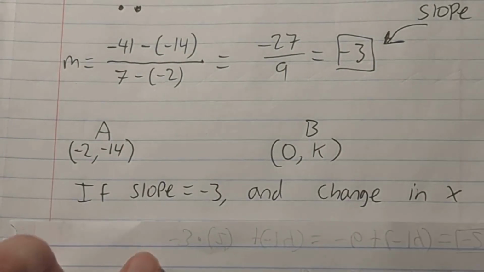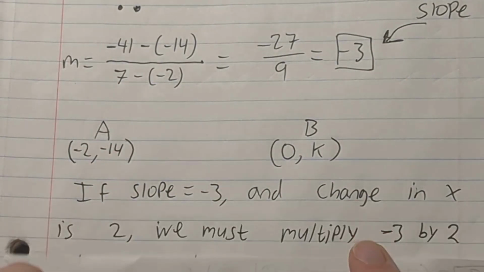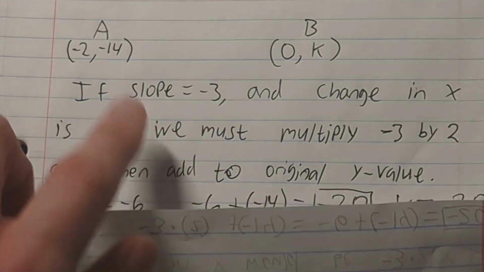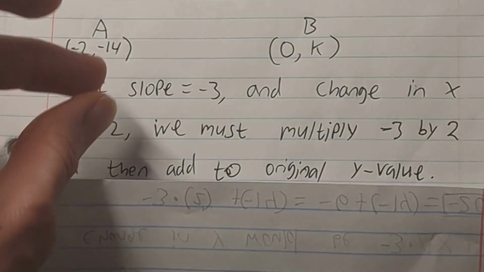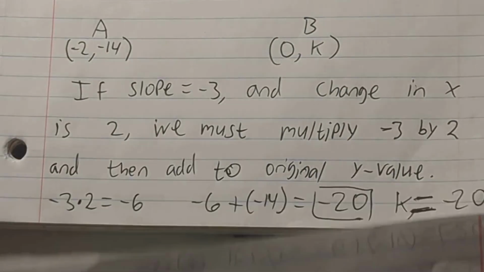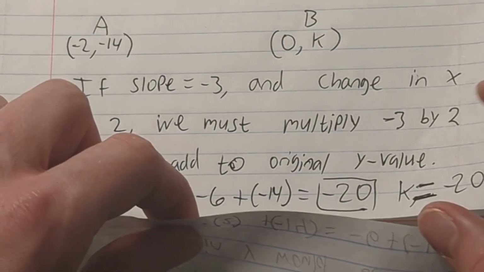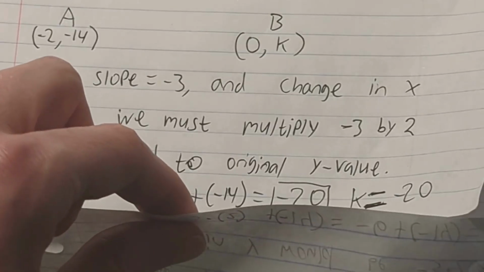we can actually find the change in x from this point to that point. If slope is negative 3, the change in x is 2. We must multiply negative 3 by 2 and then add it to the original y value. So that means if the x's go up by 2, your y's must go down by 3 twice. So negative 3 times 2 is negative 6, and negative 6 plus negative 14 is negative 20, and our constant k is negative 20.